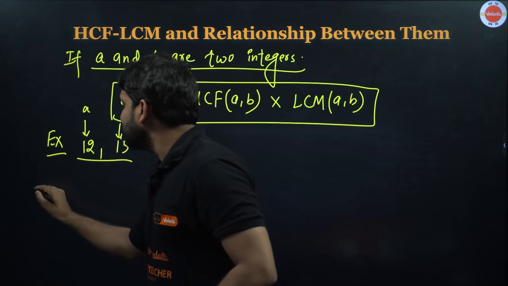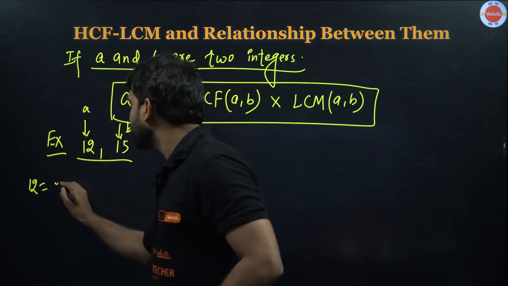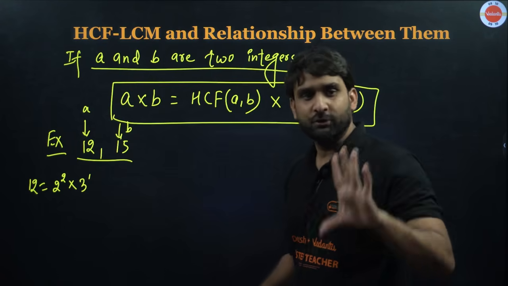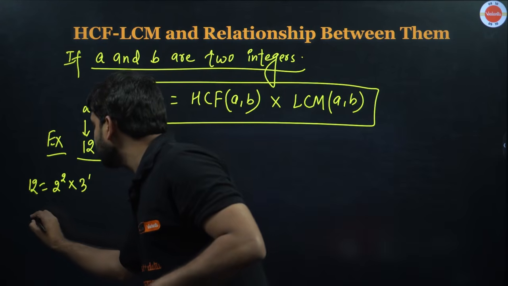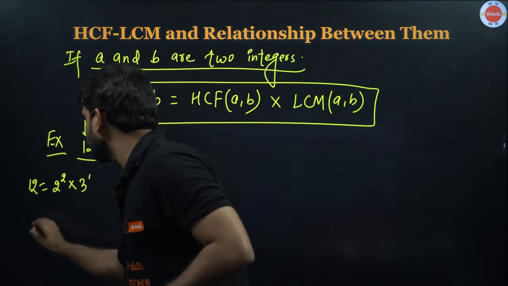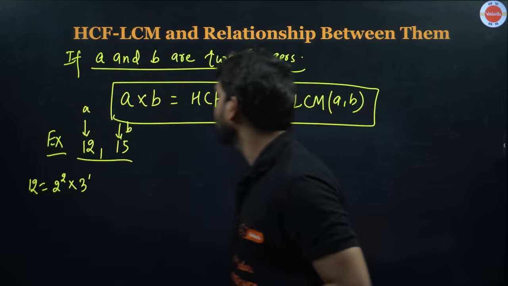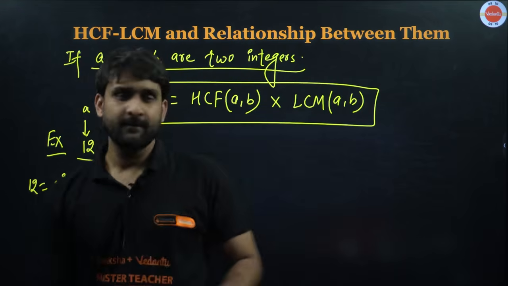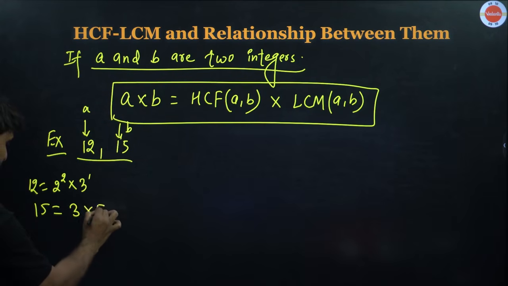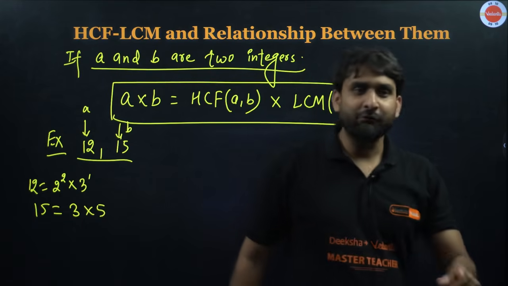To find out the LCM, we have to factorize 12 first. So 12 can be written as 2 to power 2 into 3. 2 to power 2 is 4, 4 into 3 will be 12. And 15 can be written as 3 into 5. Now, my dear champion, how can we find out the LCM?